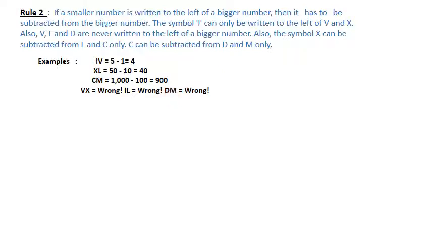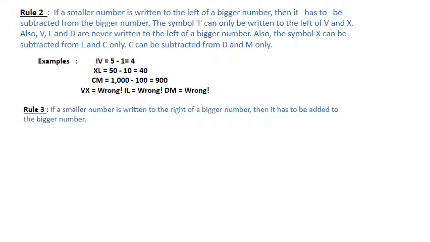Okay students, let us see rule number 3. What is rule number 3 here? If a smaller number is written to the right of a bigger number, then it has to be added to the bigger number. What you learned in rule number 2 is that a small number is written to the left of a bigger number, and in rule number 3, a smaller number is written to the right of a bigger number.